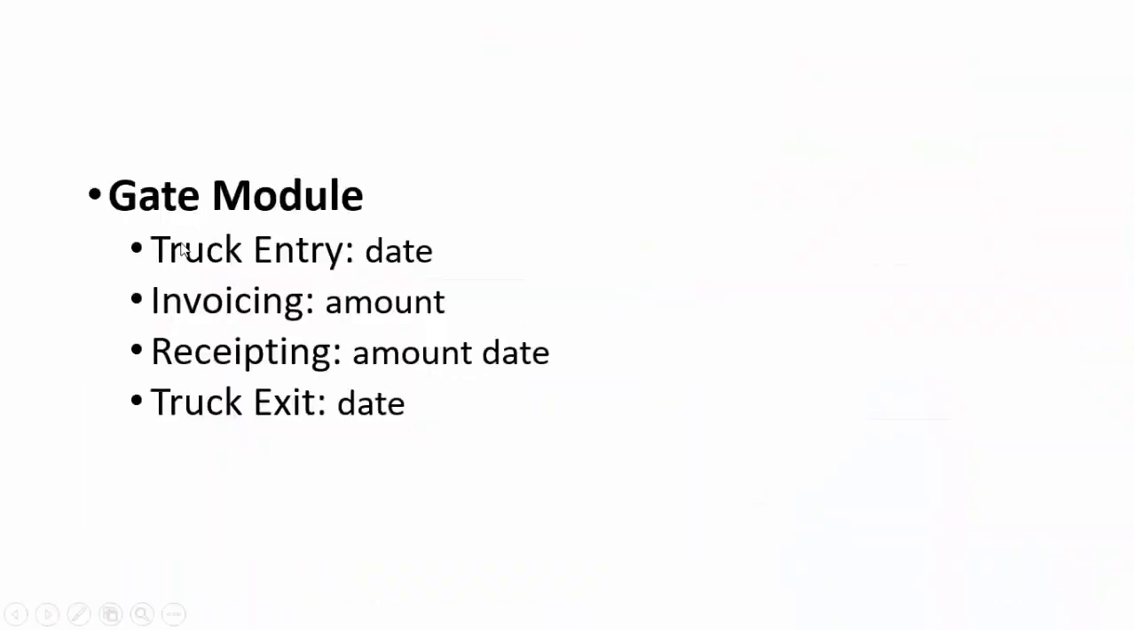So for the gate module, we have to register some information grouped into 4 parts. One is truck entry. The system has to first know when it has entered the port, and we know it has to keep the date. The date is the most important part of this process.